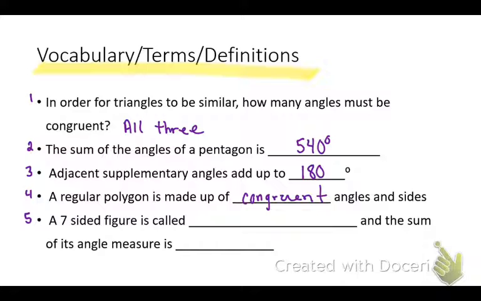Okay? So a 7-sided figure. Mikhail, you want some redemption here? What's a 7-sided figure? Hudson? Hexagon 900. Yes, it is a heptagon. I was going to say a hexagon. Heptagon, and the sum is 900.